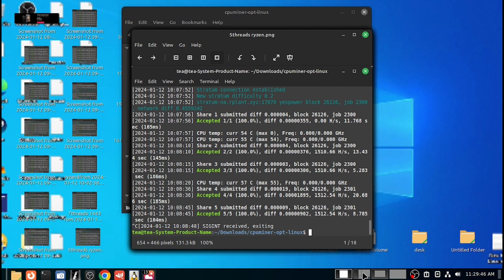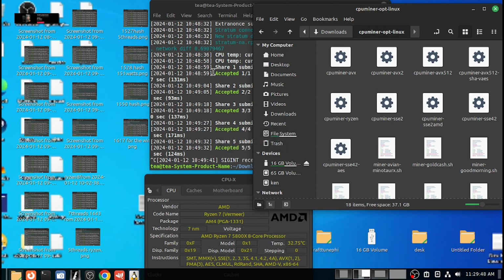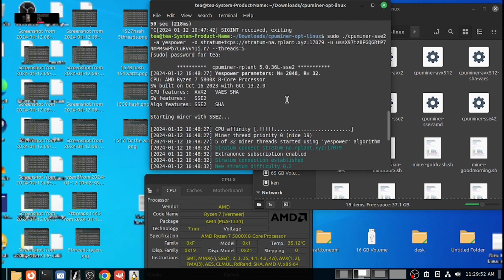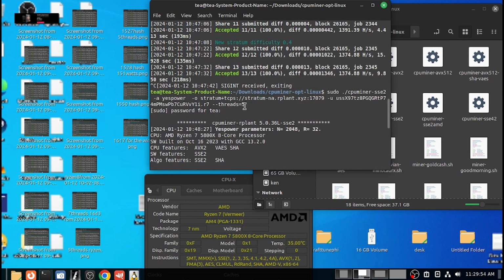And then let's see, the max hash I got was, here's the startup script. I use administrative permission, which is sudo. It's the same as running it as administrator. And then I use the cp miner SSE2. And then here's my plant. Here's the test address and only 5 threads.